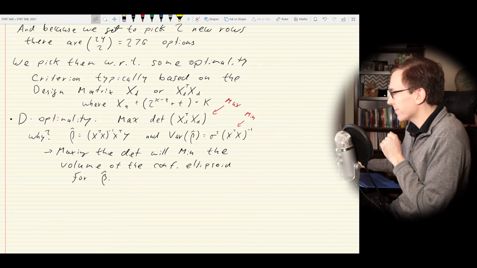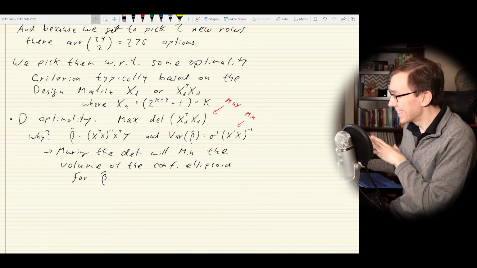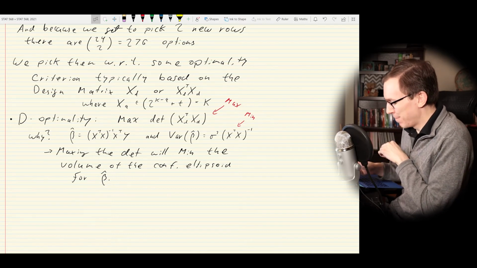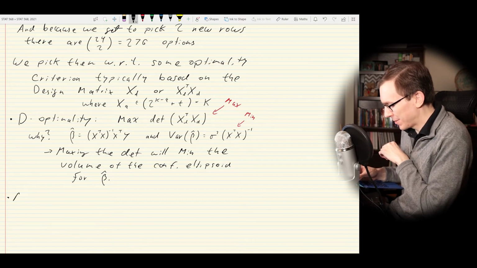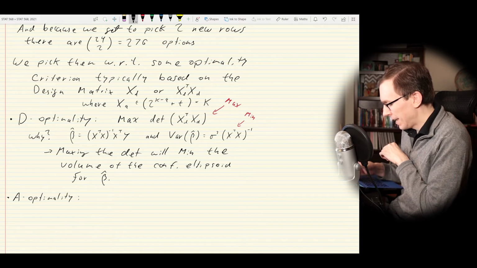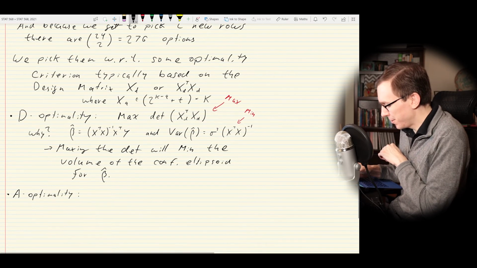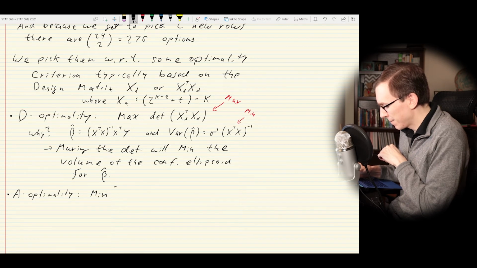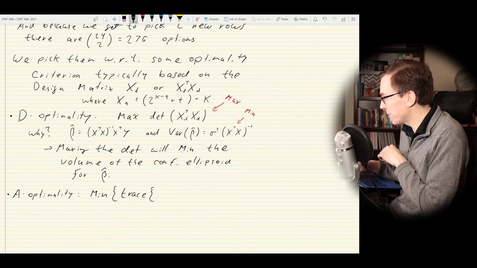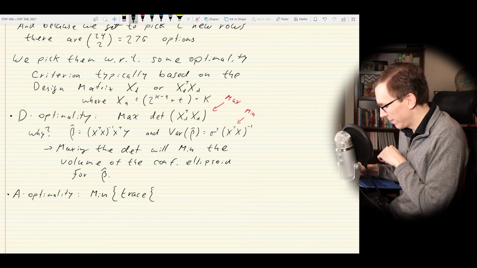Now, we have one that does almost the same thing, but instead of looking at the determinant, it looks at the trace. So we have something called A-optimality. A-optimality wants to minimize the trace of the matrix x transpose x inverse, with little d's here to keep with my notation.